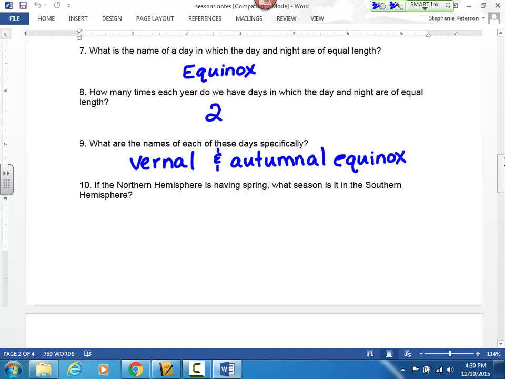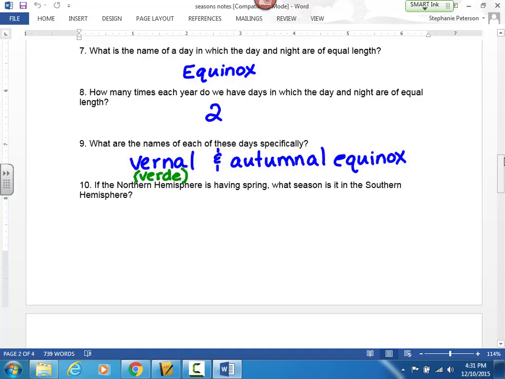Autumnal is pretty easy to remember that that's the fall equinox, but how do you remember that vernal is the spring equinox? I think about a connection to Spanish. What's the word for green in Spanish? If you're in Spanish, hopefully you know that the word for green is verde. Those two words have the same root in Latin, so the vernal equinox has to do with the root word for green. That's in the springtime when everything turns green. So hopefully that will help you remember that.